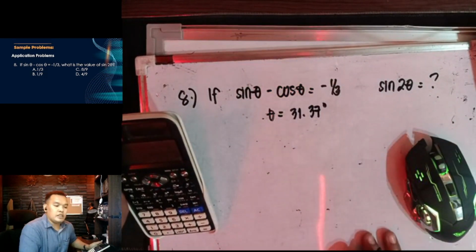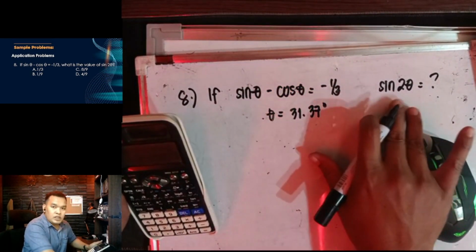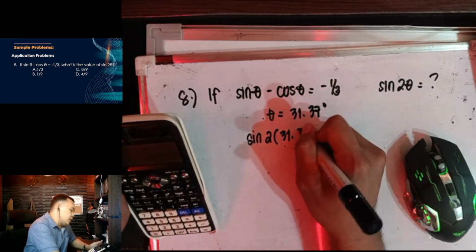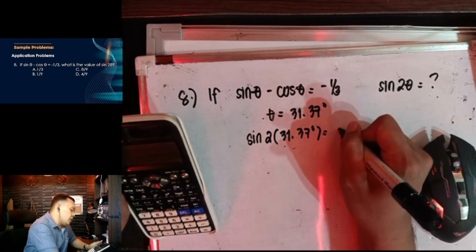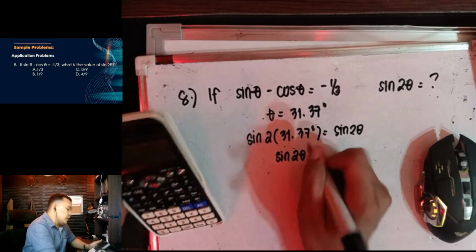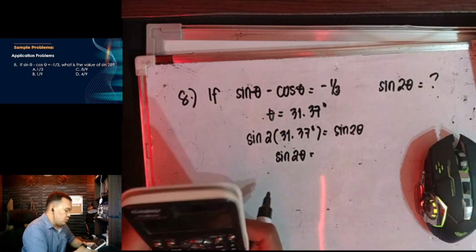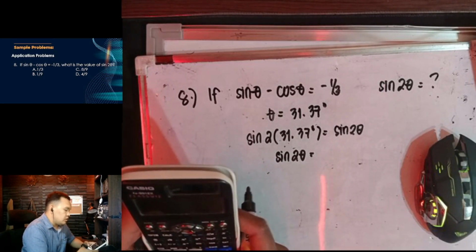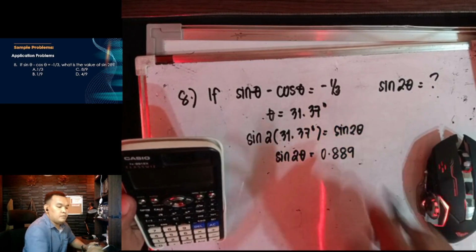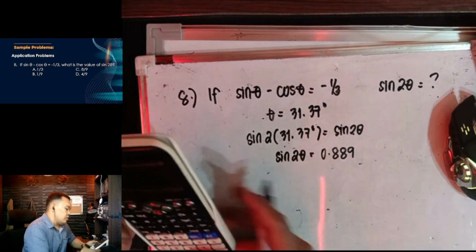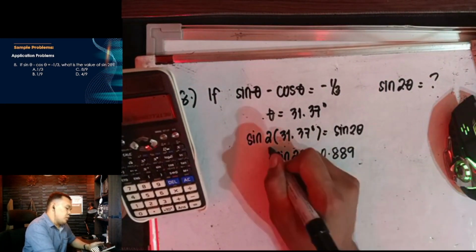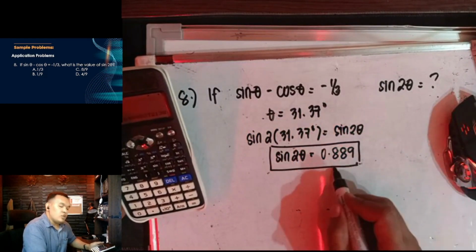So the value of theta is equivalent to 31.37 degrees. Then ilipat mo dito sa equation na to, which is sine 2 times 31.37 degrees is equivalent to sine 2 theta. So the value of sine 2 theta is equivalent to sine 2 times 31.37 equals 0.889. So, ito po yung value niya.